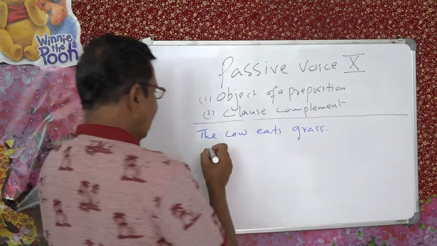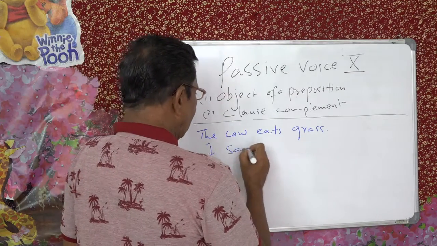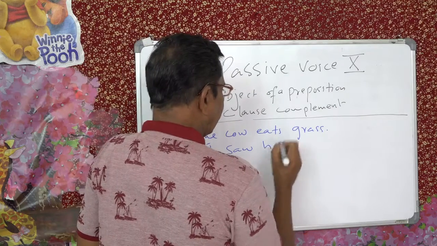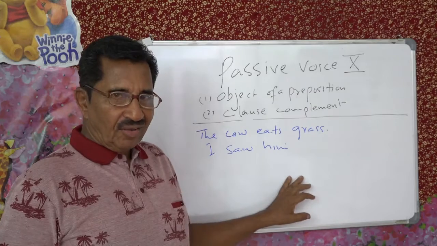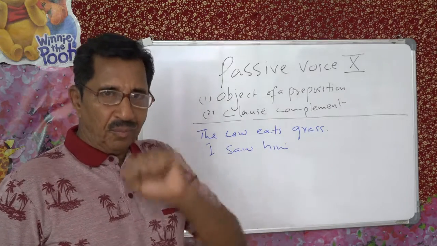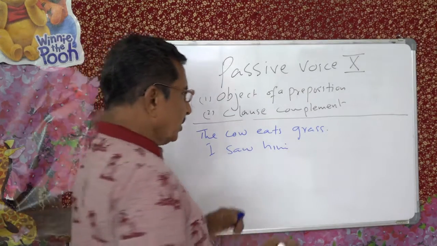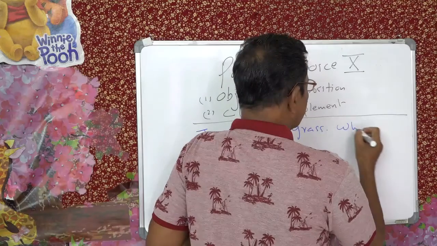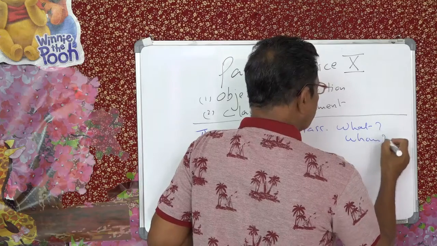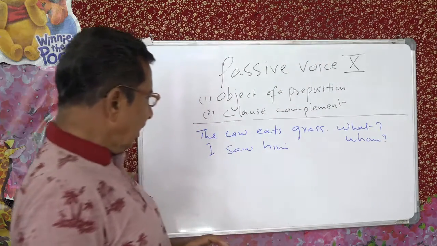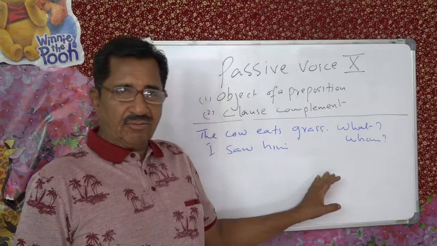Or you ask, I saw him. So here what question will you ask? I saw what? No. Human beings. So I saw whom? So the two questions you can ask are what and then whom. If you get the answer to that, that means the verb is a transitive verb.